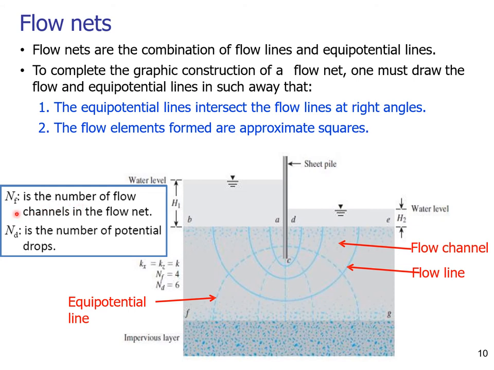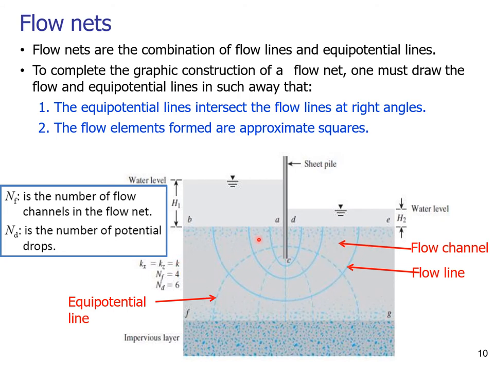N sub F is the number of flow channels in the flow net. N sub D is the number of potential drops. So you can see here, this is one flow channel, this is another flow channel, this is another flow channel, and this is another flow channel.